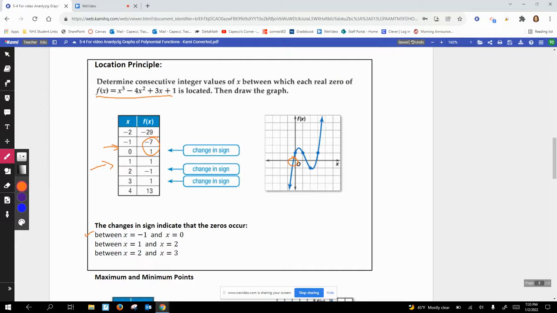Between -1 and 0. You notice again, there's another change of sign from positive to negative, and that is on your x-axis somewhere between 1 and 2. That's where it crosses right there. And again, between 2 and 3, that's also where we go from negative to positive. So you know you're crossing that x-axis. So again, the sign change indicates where the zero appears, and that's also between 2 and 3.